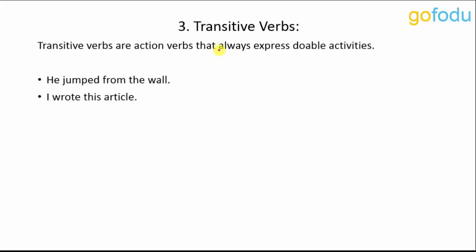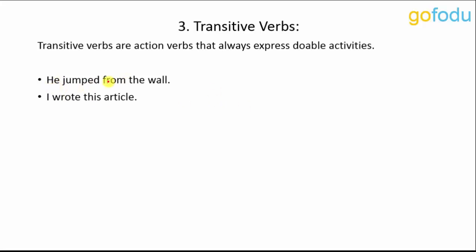Next are transitive verbs. Transitive verbs are those which express doable activities. They have direct objects following these verbs. They mean something is doing some action, a verb is there, a subject is there, and an object is also there. If we are using a transitive verb and we make a sentence, if the object is not there, then the sentence would not be complete. So transitive verbs always are followed by an object.